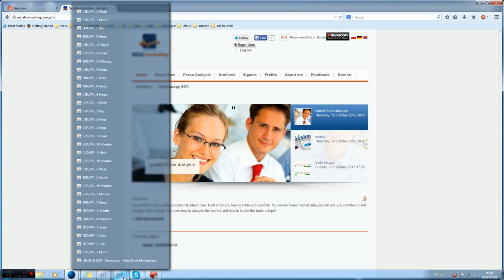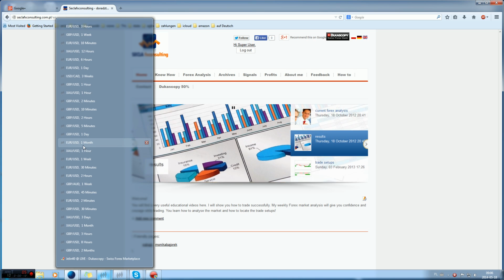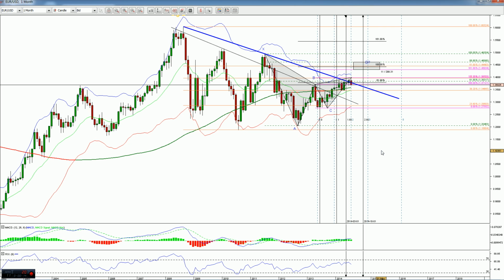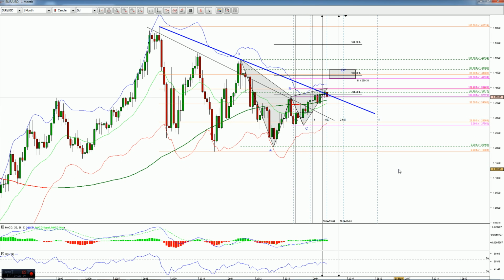Let's check the market. Let's have a look at the currency pairs I trade the most. That's the Euro USD monthly chart. I used to talk a lot about this monthly chart, so I think you must be aware what's going on here. At the moment we have a red candle.